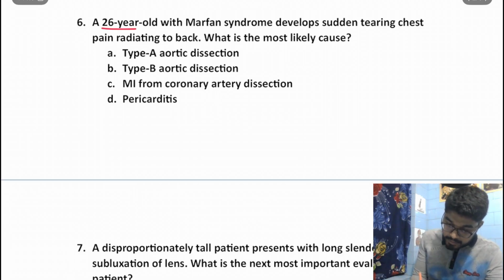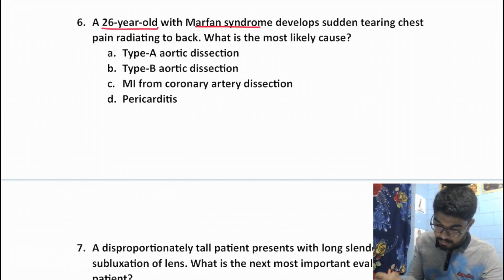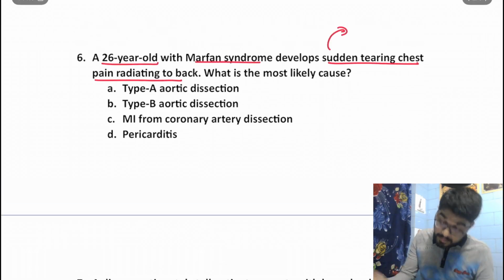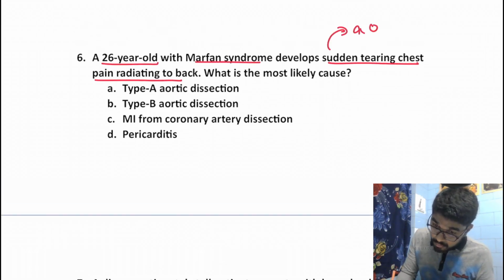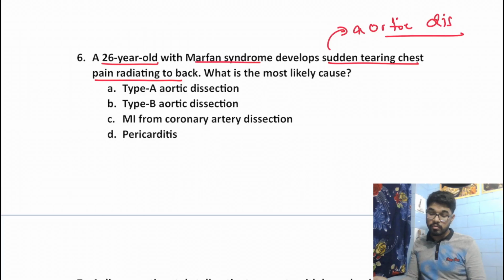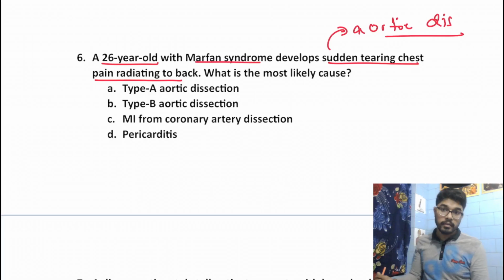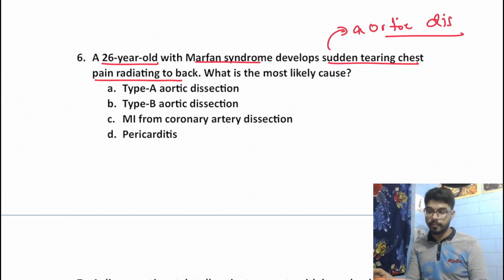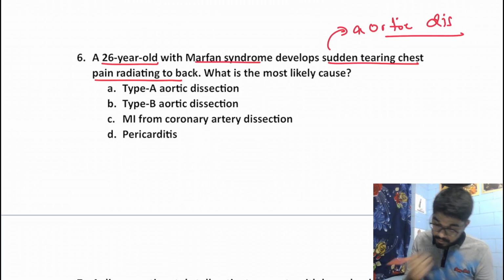A 26-year-old with Marfan syndrome develops sudden tearing chest pain radiating to the back. What is the most likely cause? If we get a sudden tearing chest pain, this is almost always an aortic dissection, and moreover, Marfan syndrome has a very strong association with aortic dissection. Rather, in Marfan syndrome, the most common cause of death is aortic dissection. Okay.